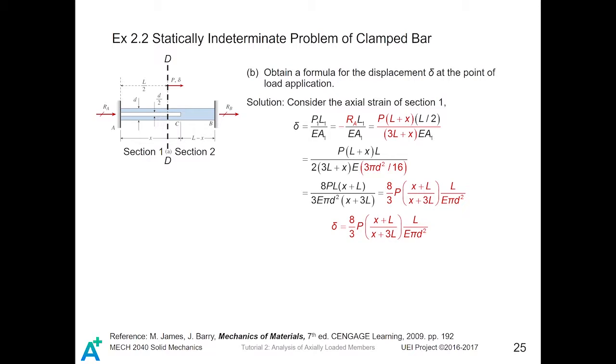Consider the axial strain of section 1. Still, we use the change of length formula and substitute RA into this formula. Also, we put A1, which equals 3 divided by 16 pi d squared, into this formula. Then by a lot of calculation, we can find delta equals 8 divided by 3 times P times x plus L divided by x plus 3L times L divided by E pi d squared.